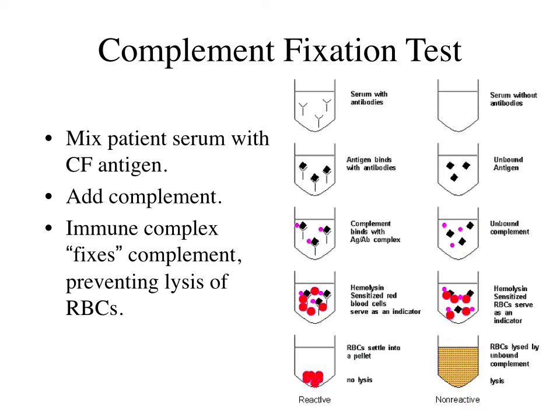and it's not free to interact with the sensitized red blood cells, so they remain unlysed and settle to the bottom of the well to form a button. On the right side, though, you have a negative or non-reactive test. The complement remains free since there's no antigen-antibody complex for it to bind to, and it interacts with the sensitized RBCs, causing them to lyse.